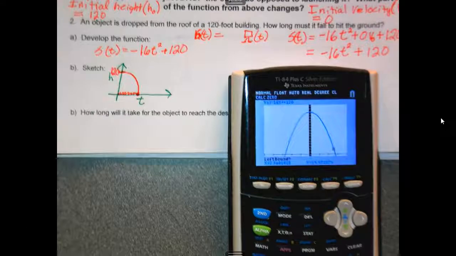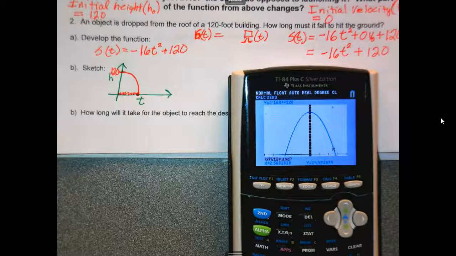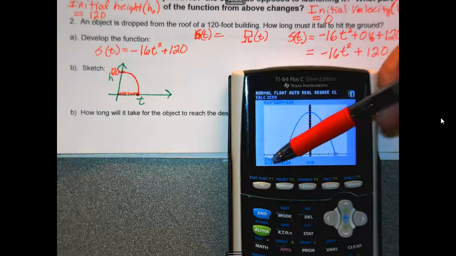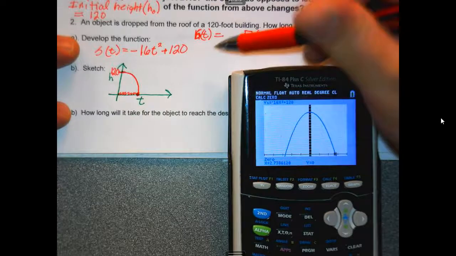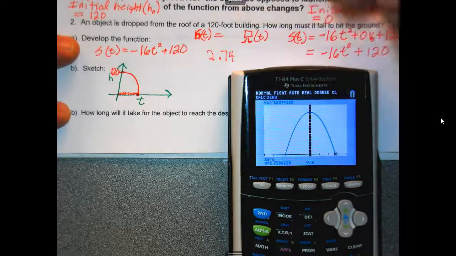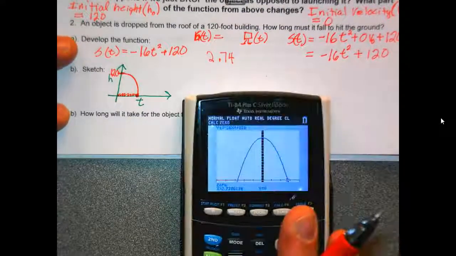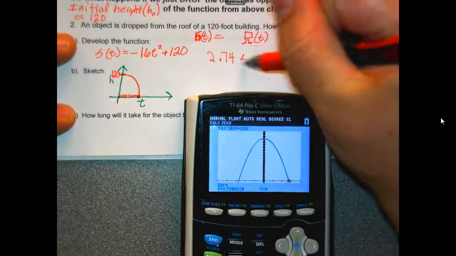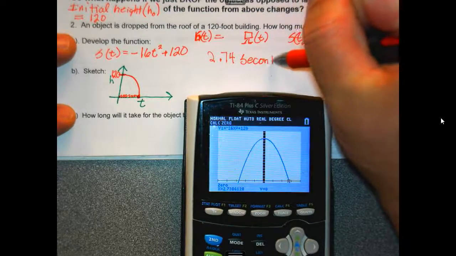It's a nowhere calculus. All right, so I'm going to hit enter. There's my left bound. Now I want to go underneath the x-axis to get a right bound. So there's my right bound, and it's asking me to guess. I hit enter, and my x-intercept is 2.74. And that's the answer to my problem, 2.74 seconds. That's when it hits the ground.